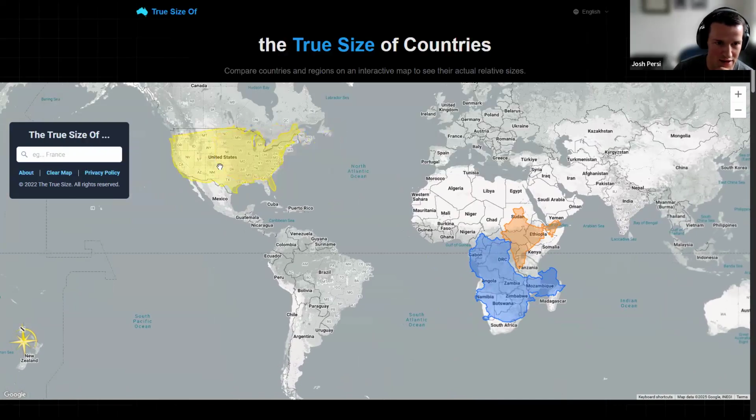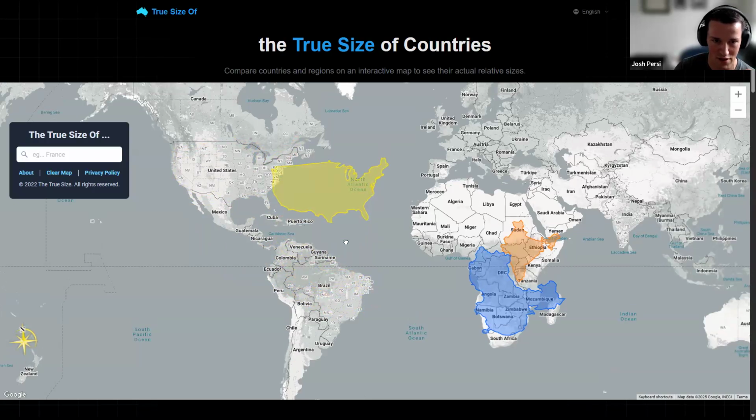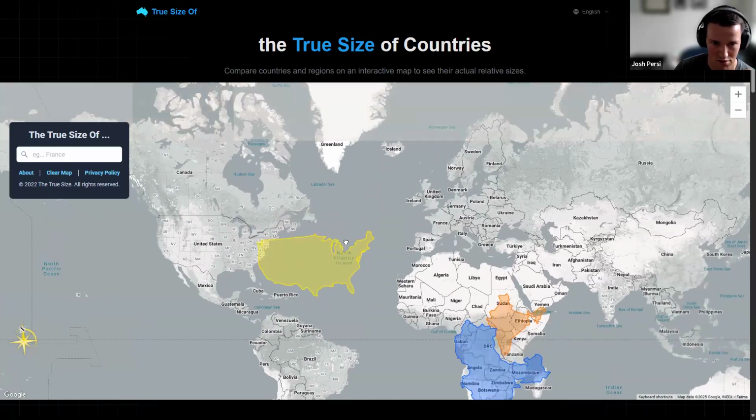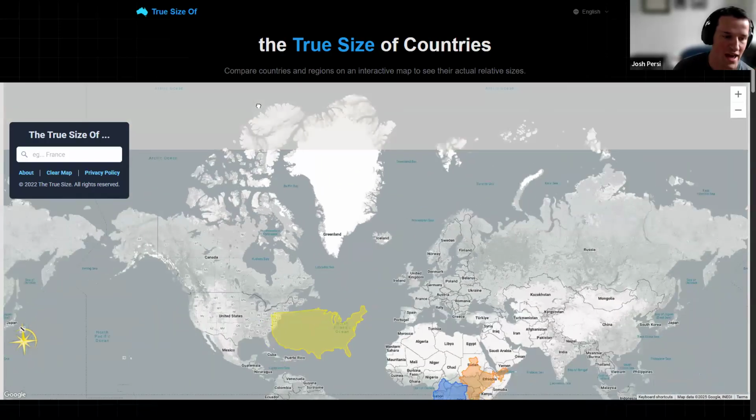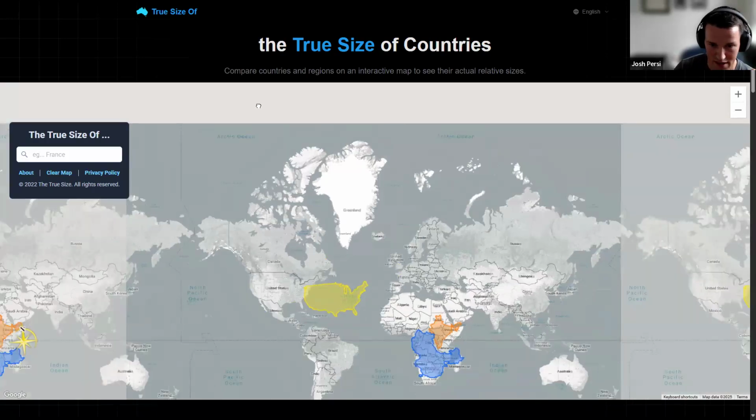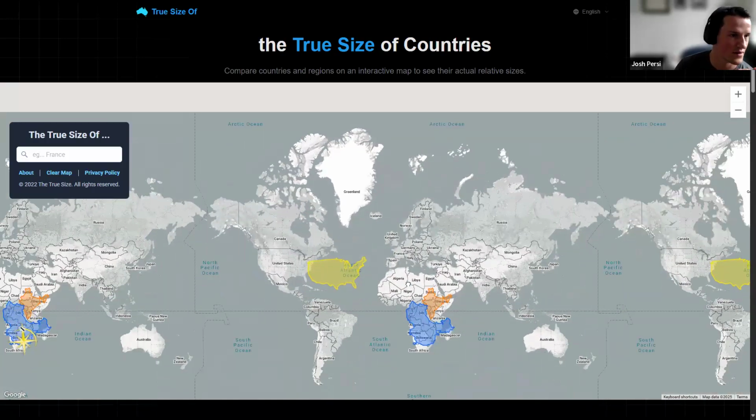The United States looks that big because it's at that latitude, but if you put it at the equator, it would be roughly the size of, maybe a bit smaller than, Brazil. Maybe a more pronounced example would be, where's Greenland? How do I do this? I can't quite remember it, but you can play around with it.